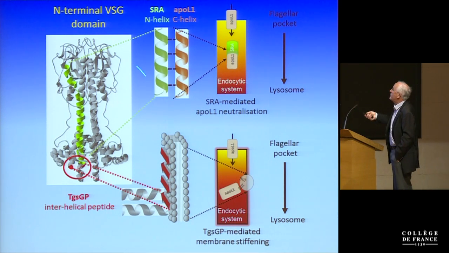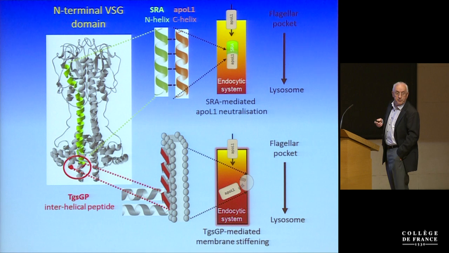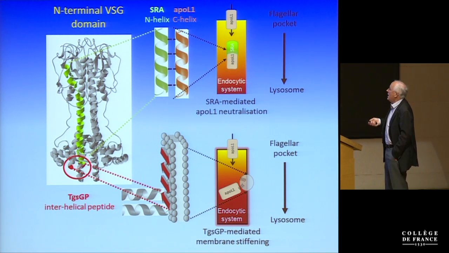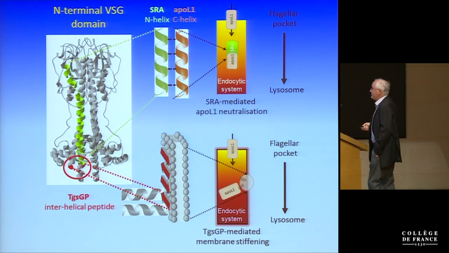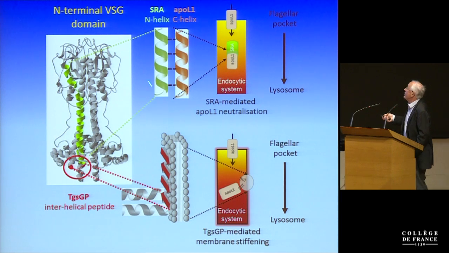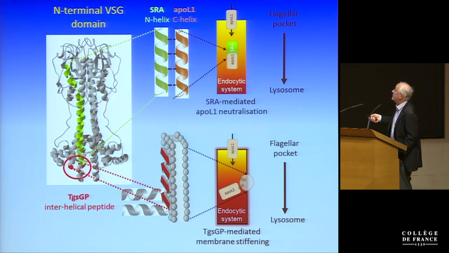So the template that was used to make adaptive proteins in both cases is the same, the VSG. In the case of rhodesiense, it's the helix A that was used to neutralize ApoL1 by direct interaction. And so you see here ApoL1 entering the endocytic system from the flagellar pocket to the lysosome. And in its journey in the endocytic system, ApoL1 interacts with SRA so that the complex becomes inactive.